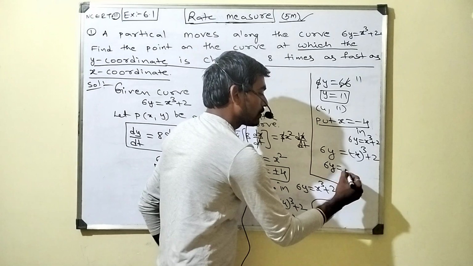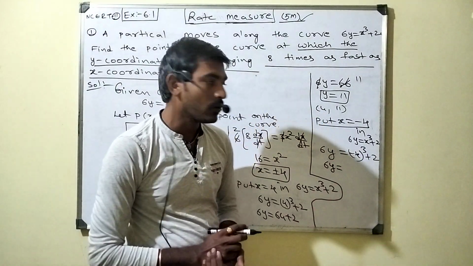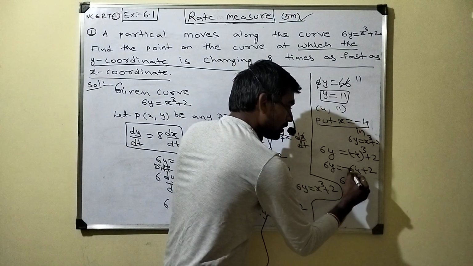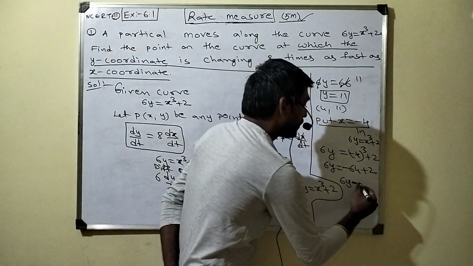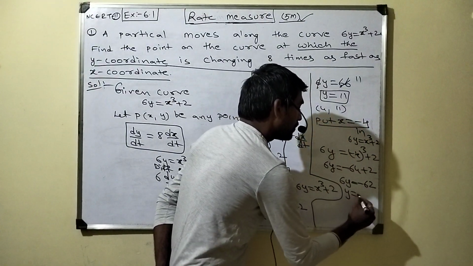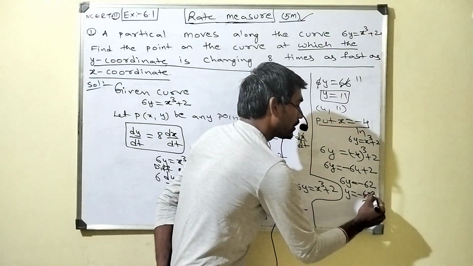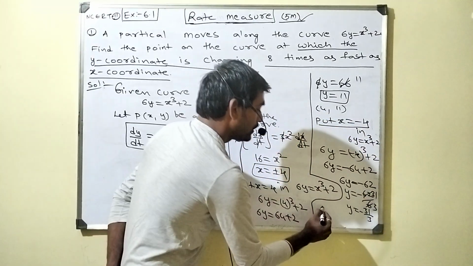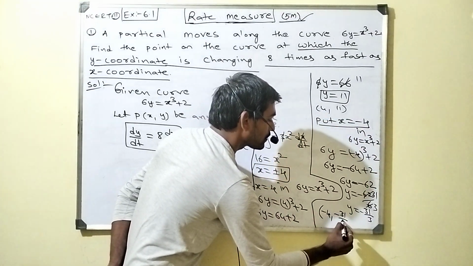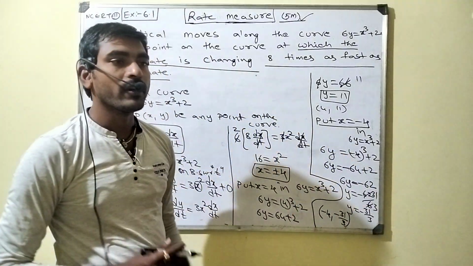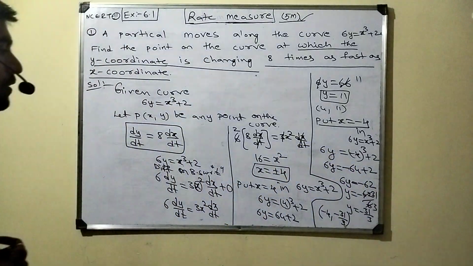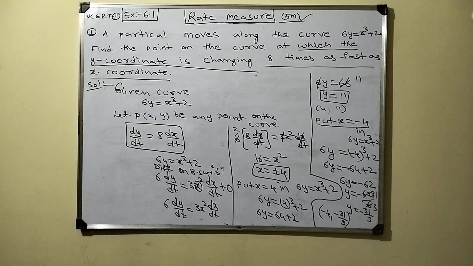Now 6y is equal to minus 4 whole cube, which is minus 64, plus 2, which is minus 62. Now y equal to minus 62 by 6. Then 2 31s are 62 and 2 3s are 6. The value is minus 31 by 3. So the point is minus 4 comma minus 31 by 3. I got 2 points on the curve. This is the answer. See how easy it is. Please learn these questions and we'll go to the next question now.